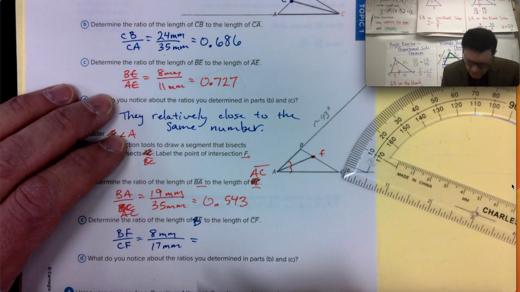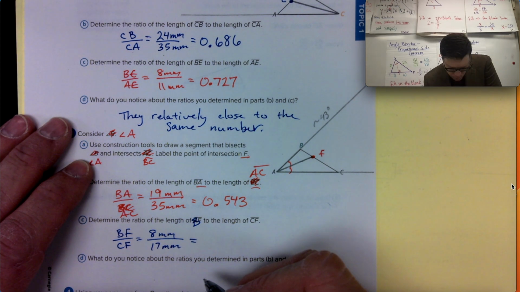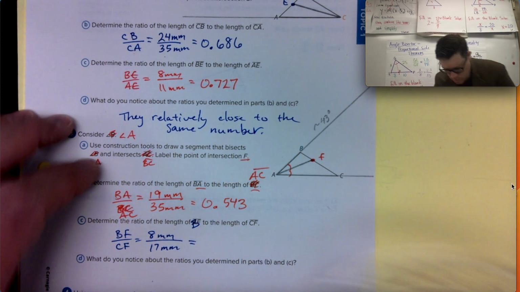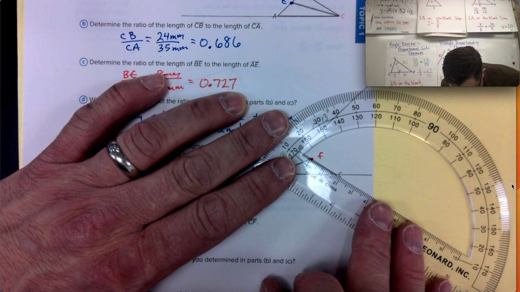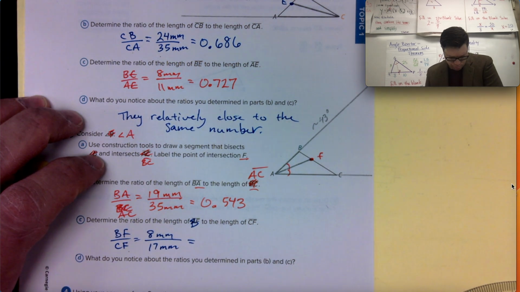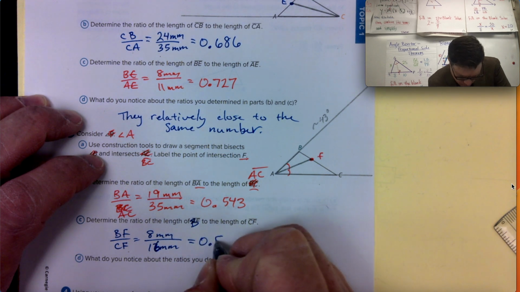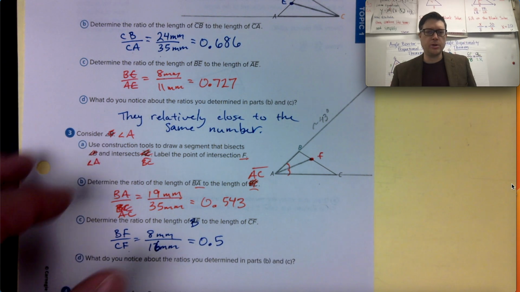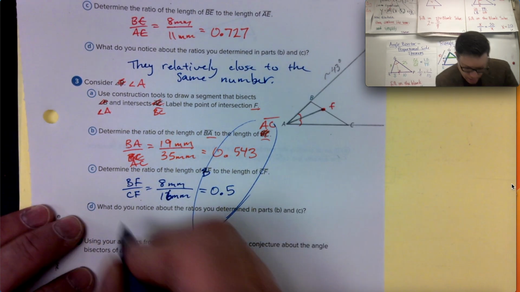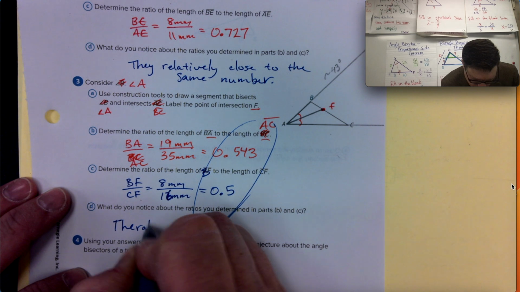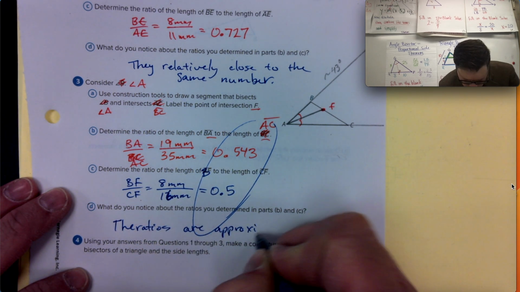Hey Siri, what's 8 divided by 17? 0.4705. Hey Siri, what's 8 divided by 18? 8 divided by 18 is approximately 0.4444. I'm going to say it was 16 millimeters, just round a little bit. Okay, what do you notice between those two? The ratios are approximately equal.